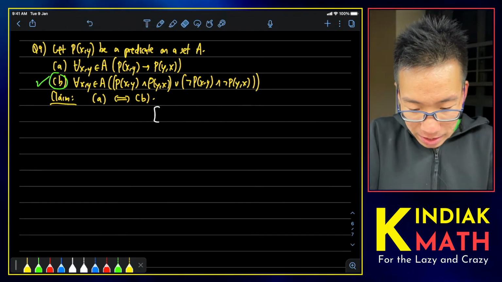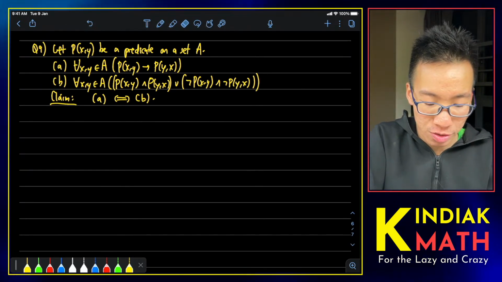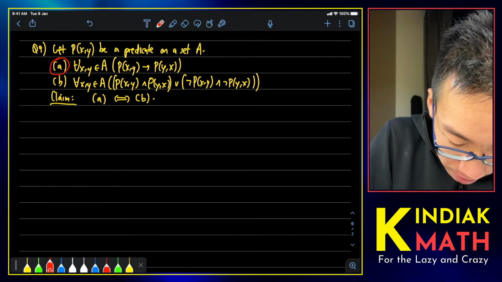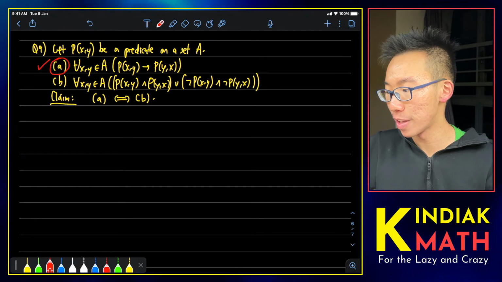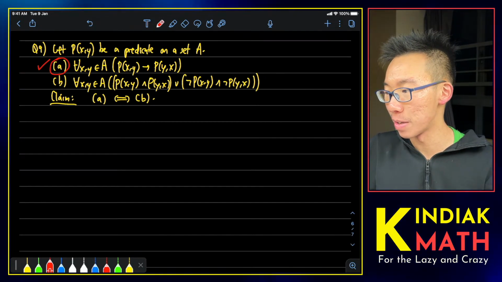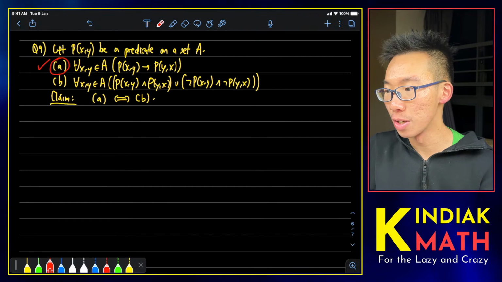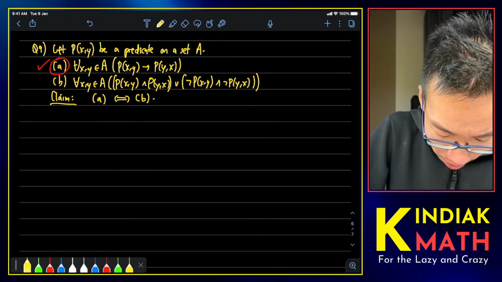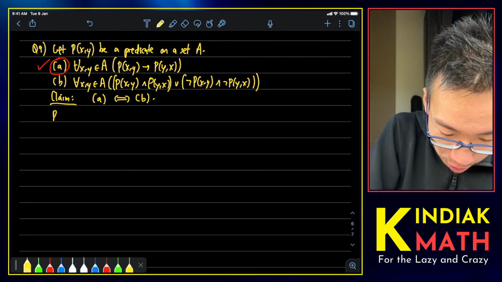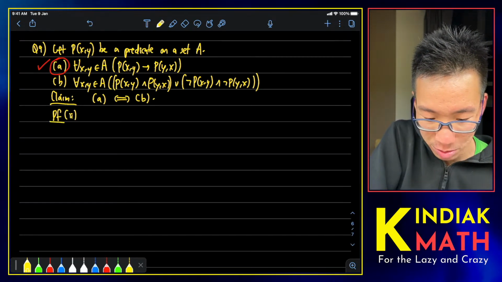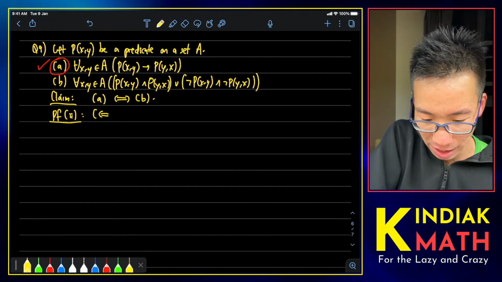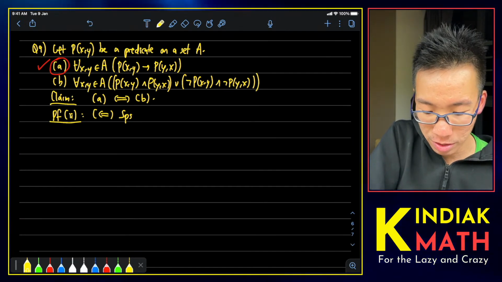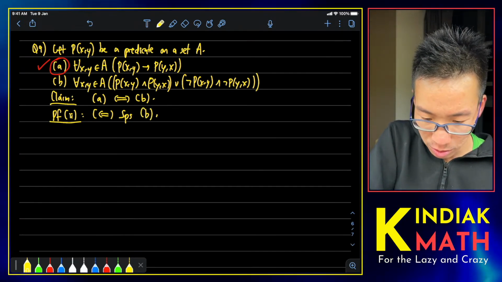So let's do that. Now instead of proving that B is true, we need to prove that A is true. We need to prove that A is true if we assume that B is true. So, how do we go about that? Well, we have a part 2, right? The part 2 is going to be in the left direction. So now we need to suppose that B is true.